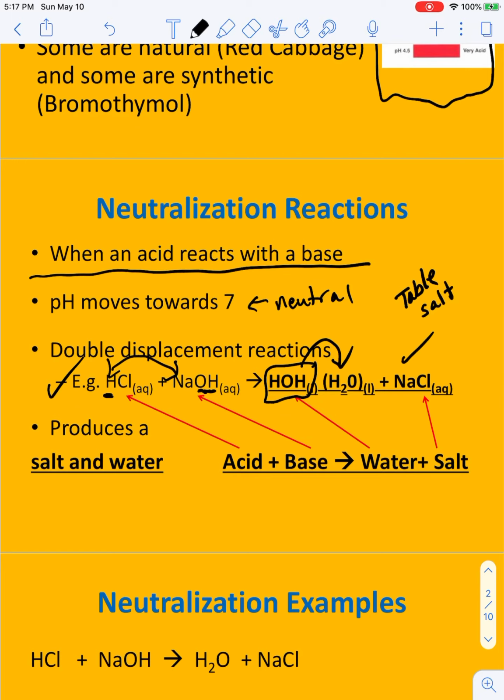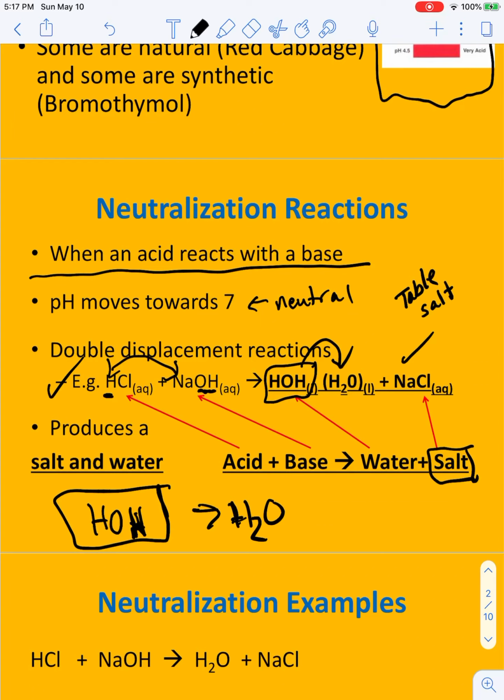But when they say salt here, an acid and base gives you water and salt. They don't mean you're always going to get table salt. A salt is what you get when you combine the resulting cation and anion together. So the sodium and the chlorine ions will come together to form what is called a salt. So it's just by chance that this one happens to be table salt. And that leaves you with HOH, which is just H2O.